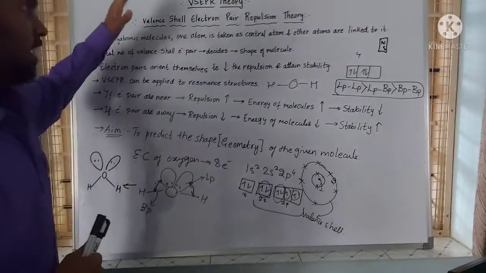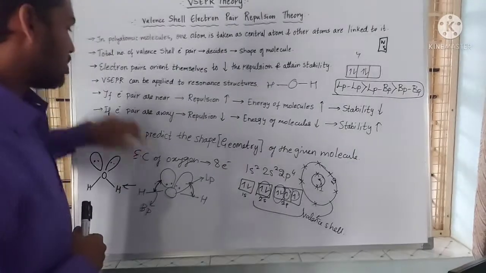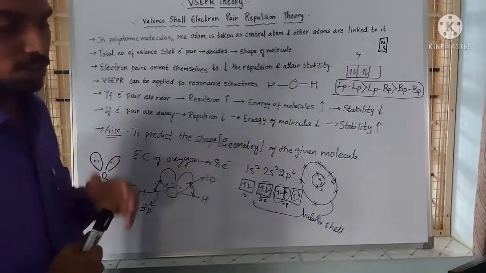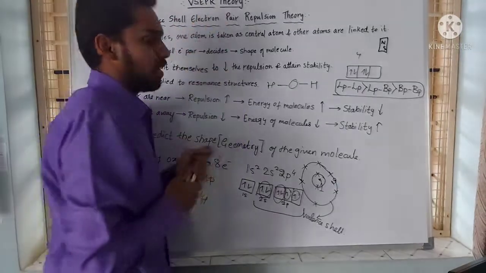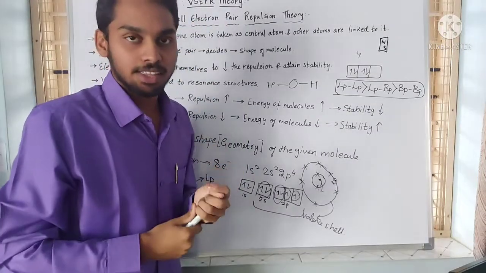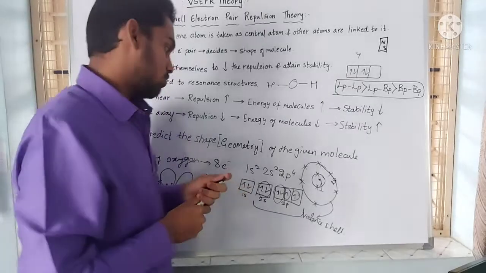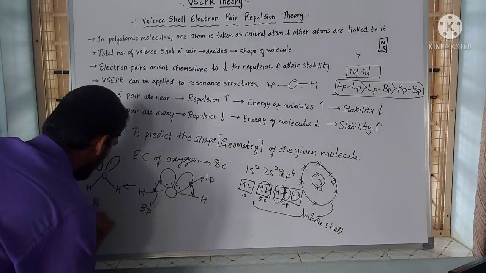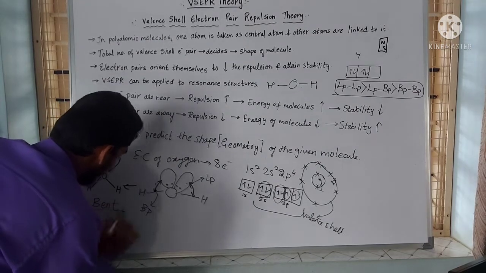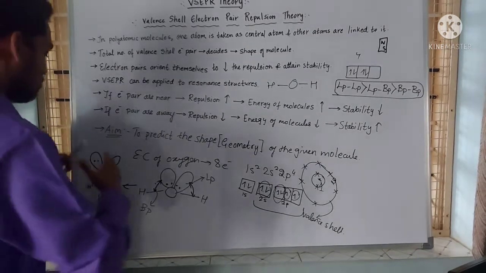Hence, the main aim or theme of this VSEPR theory is to predict the shape or the geometry of the given molecule. For any molecule you are given, if you apply VSEPR theory, then we can easily predict the shape of the molecule. So, in this way, we can predict the shape of the water molecule, that is bent. See, it is bent. It is made to bend.